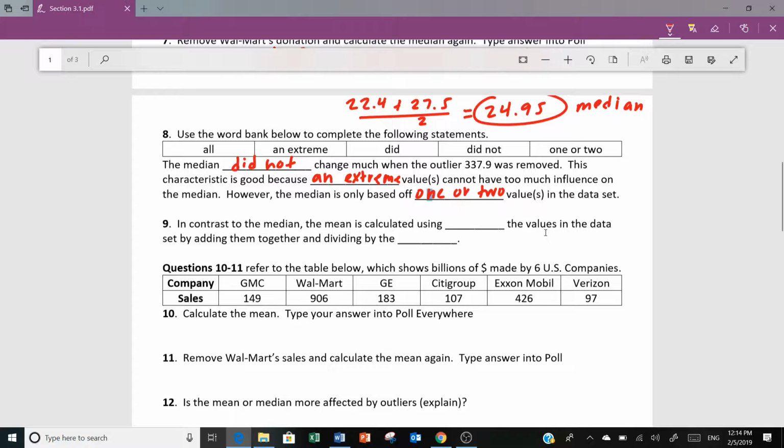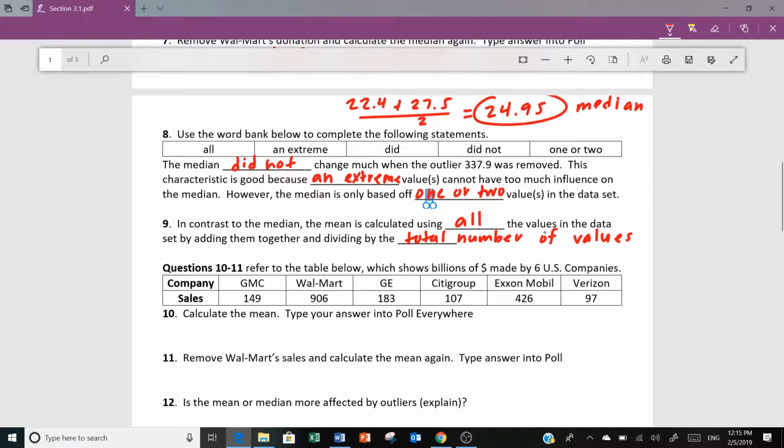No, just that was for number 8. Okay, so the mean in some ways is better because it's not based off of one or two values. It's calculated using how many values? All. The mean is calculated using all of the values and then dividing them by the total number of values.